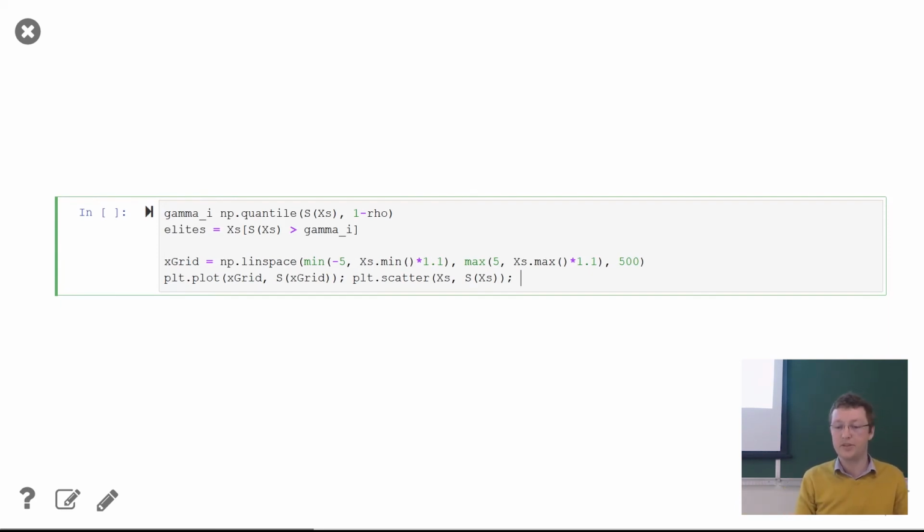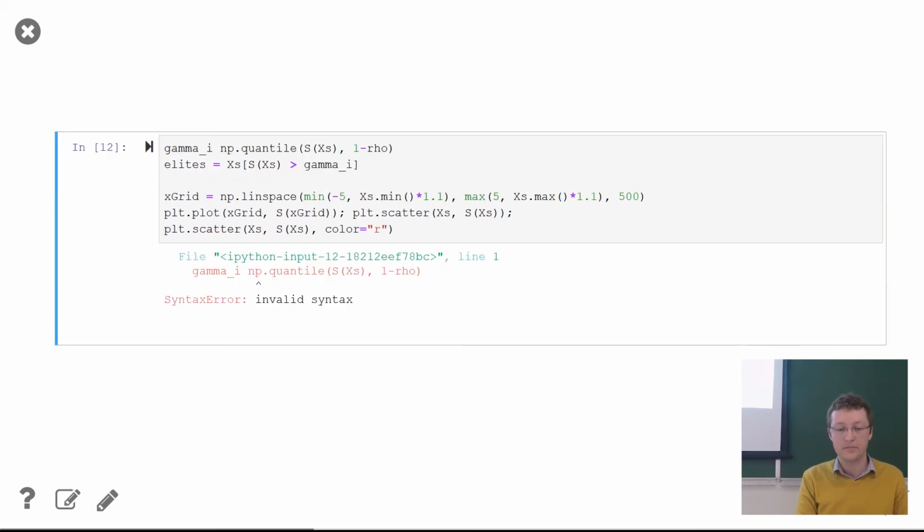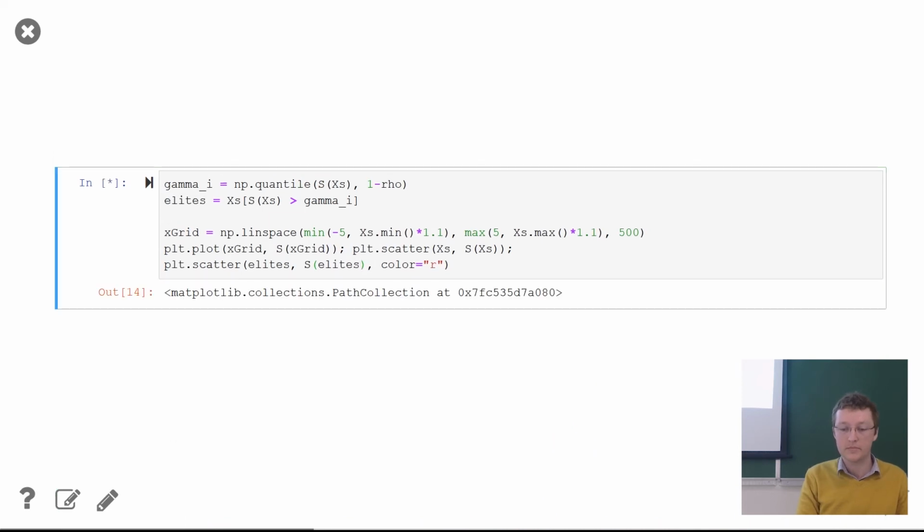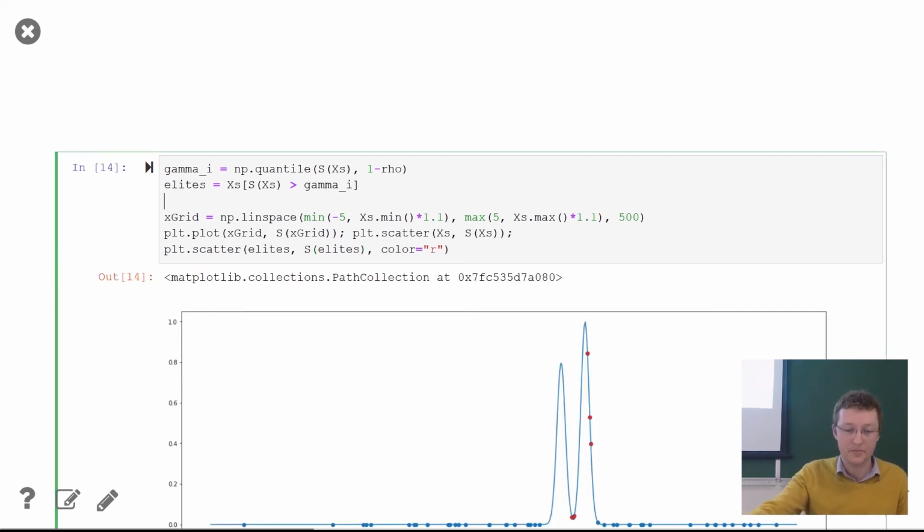Plot the function, plot the scatter plot, and then make sure we can see which elites we've taken. Yep, that didn't work. That's better.